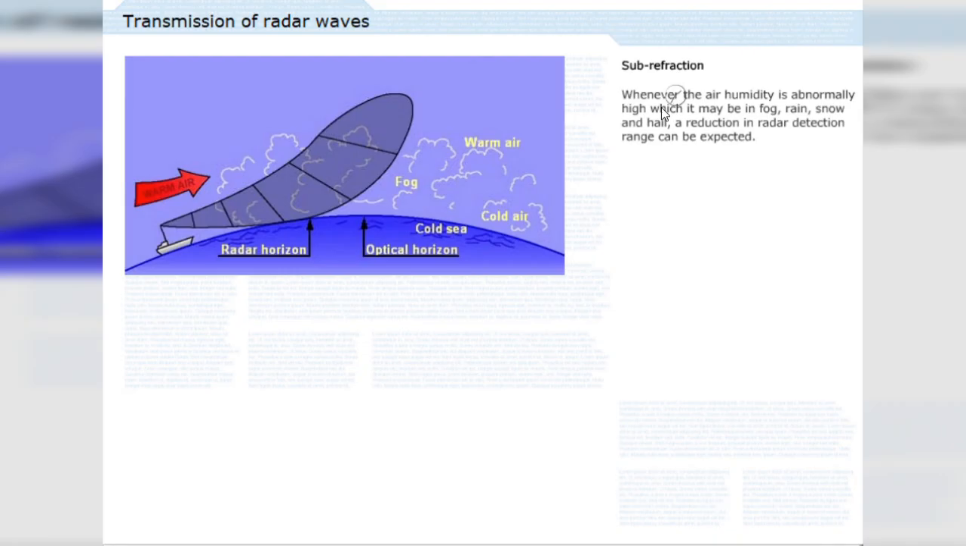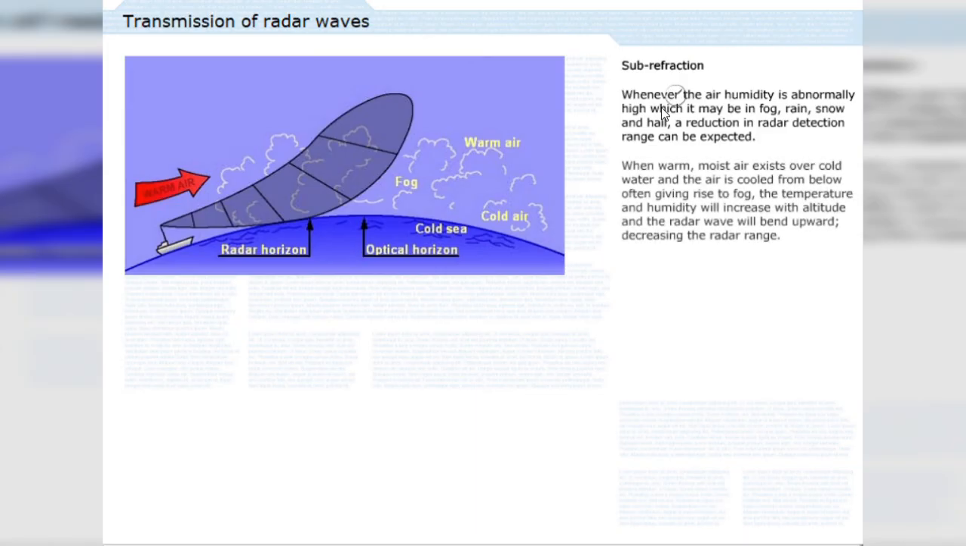Whenever the air humidity is abnormally high, which it may be in fog, rain, snow and hail, a reduction in radar detection range can be expected. When warm, moist air exists over cold water, and the air is cooled from below, often giving rise to fog, the temperature and humidity will increase with altitude, and the radar wave will bend upward, decreasing the radar range. This is called subrefraction, and it decreases the radar range.